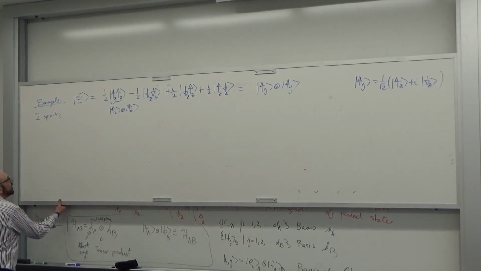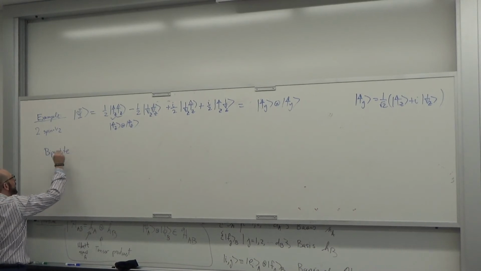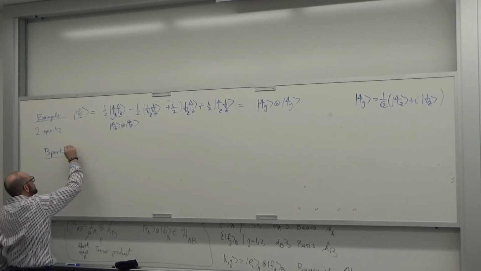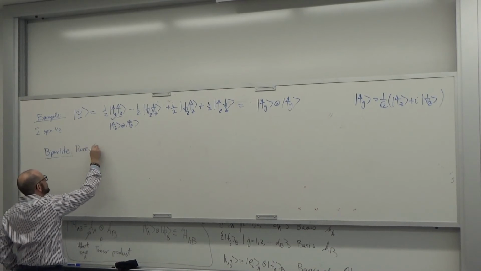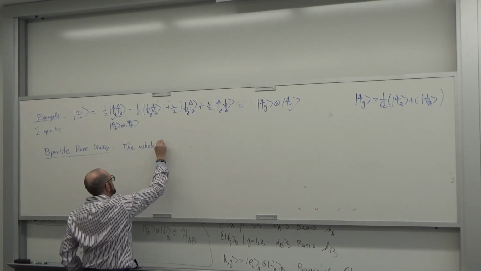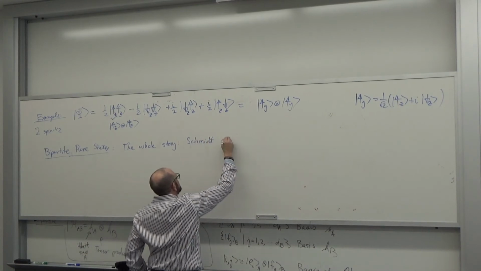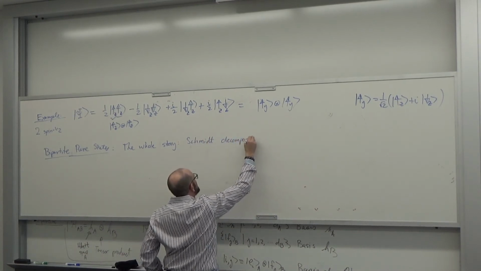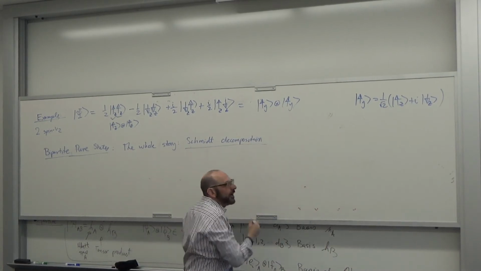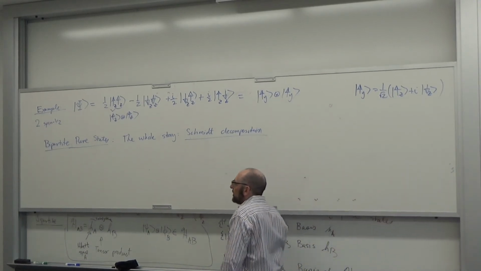Well, to do that, for the case of bipartite pure states, there's the whole story: the Schmidt decomposition. That's everything. Everything you want to know about entanglement when you're talking about bipartite systems for pure states is the Schmidt decomposition. So let's discuss that.